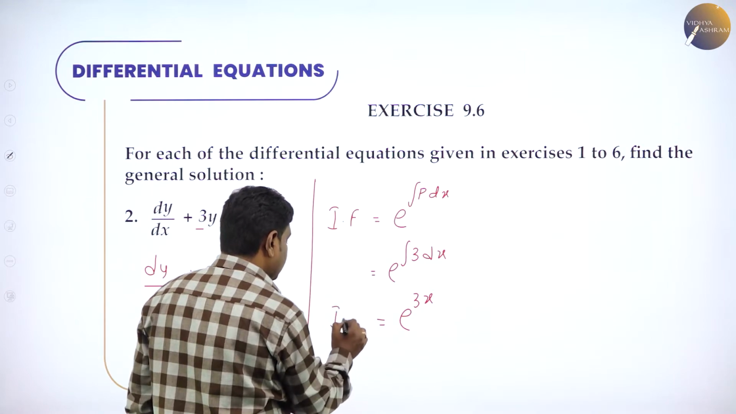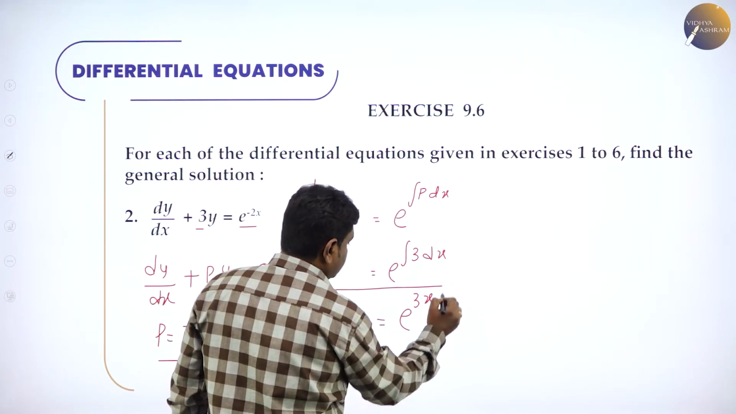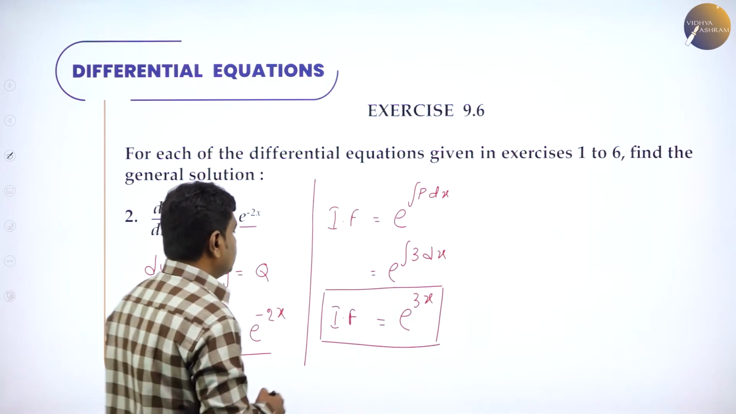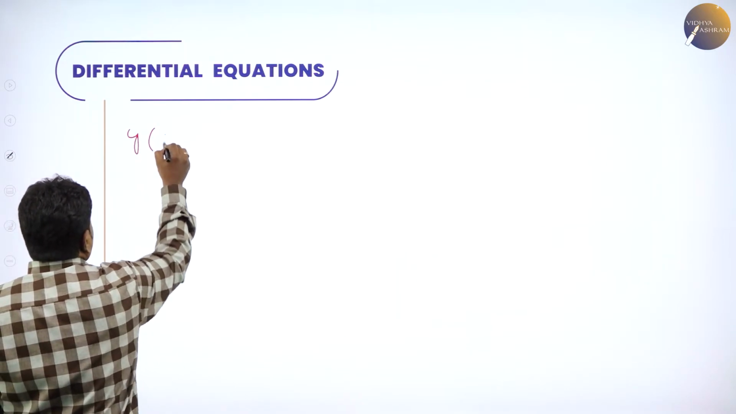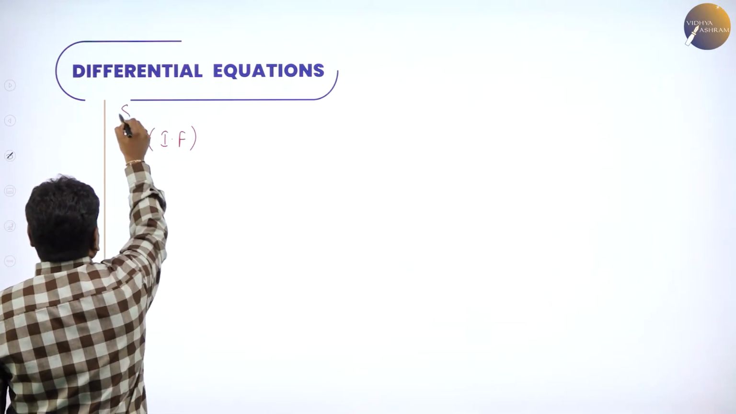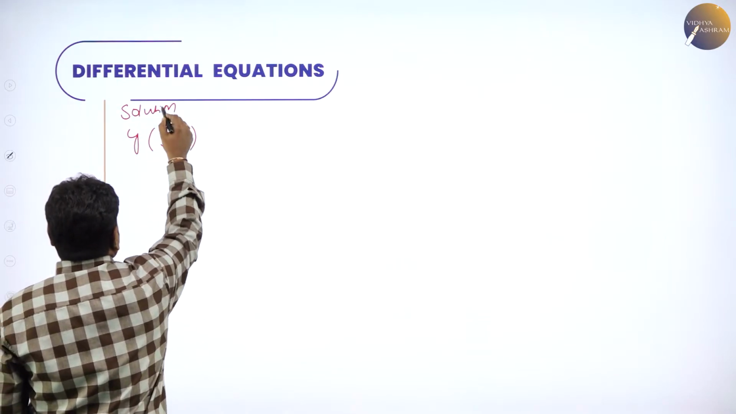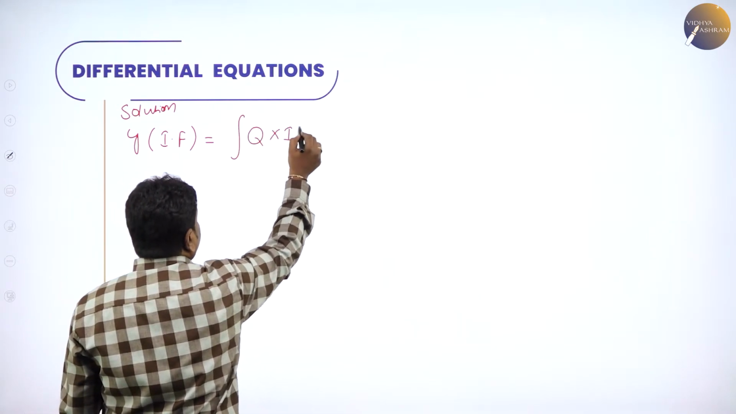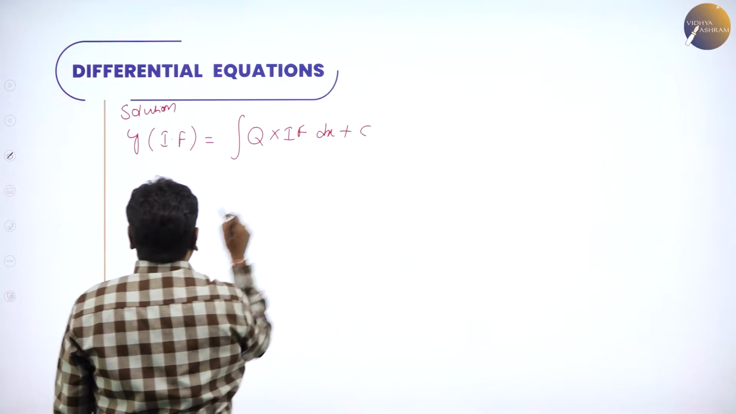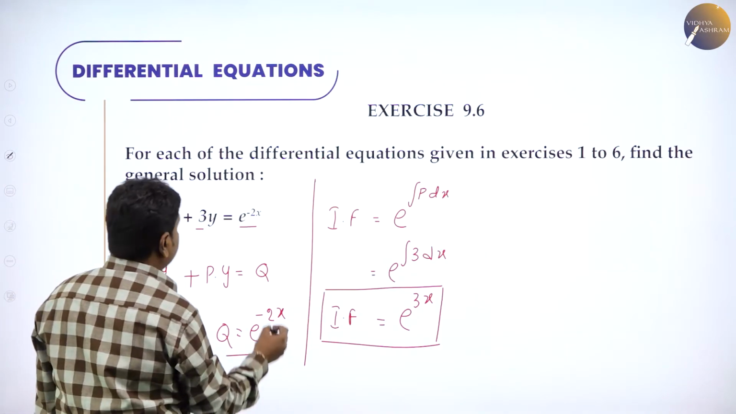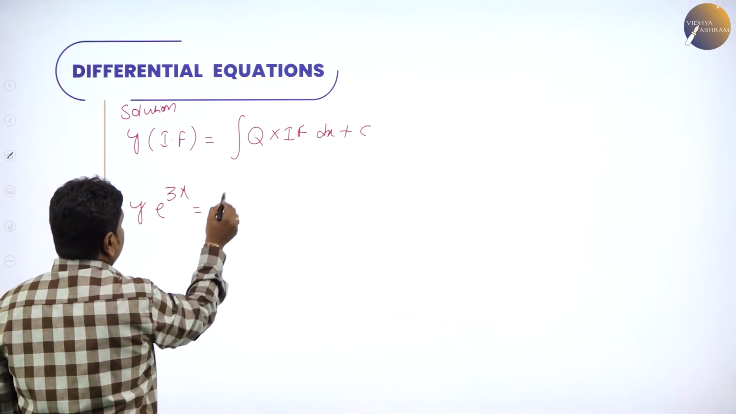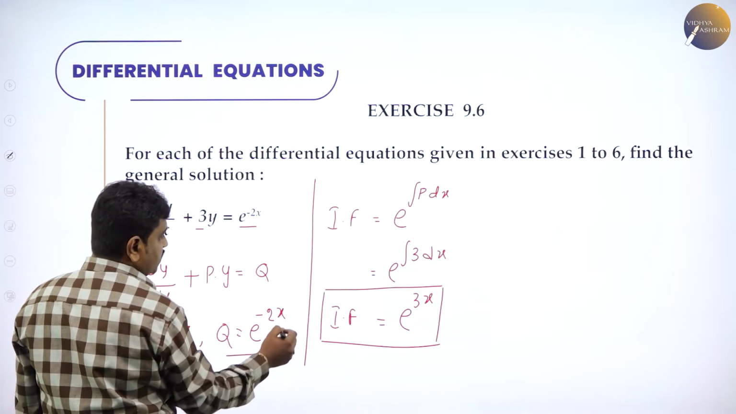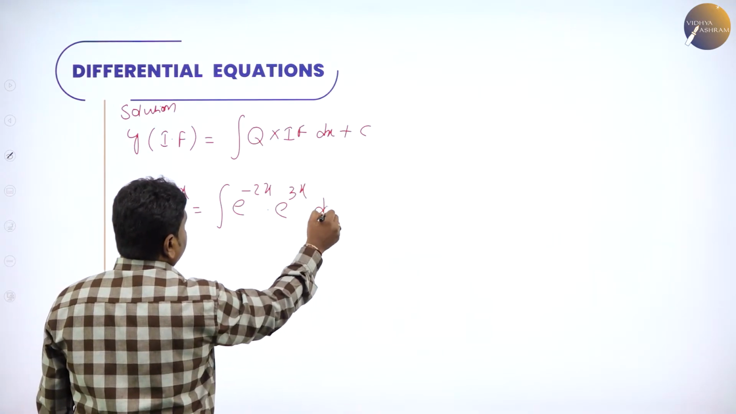This is the integrating factor. So first your task is to get the integrating factor, we got it. Now write the solution. For a linear differential equation, y into IF is equal to integration of Q into IF dx plus c. Now y into e^3x is equal to integration of Q, which is e^(minus 2x), into IF, which is e^3x, dx plus c.